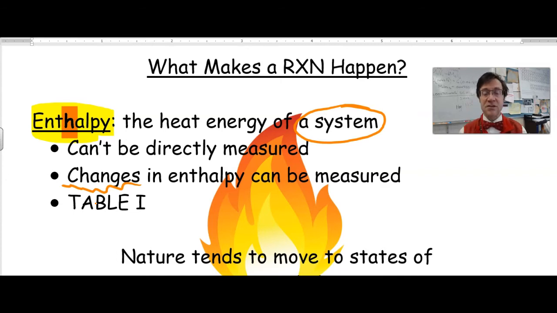Each time it's going to be just a little bit different, because each sample is a little bit different, so we just use the average and say, okay, for every gram we'll get so many kilojoules of energy out.